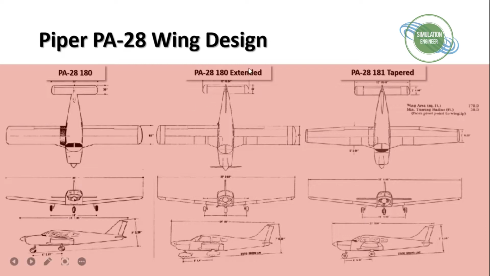Then there is a second one which is extended. It's the same wing but with some more extension, so this wing planform has a slightly larger wingspan. And the third one is the tapered one, with the series name 181. This wing is tapered in the sense that it goes until maybe the middle of the span, and after that, towards the tip, there is a smaller chord length. So we will be performing this analysis over these 3 wing planforms.